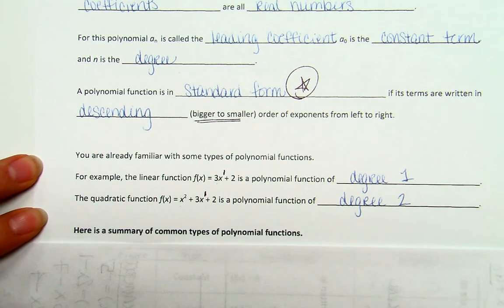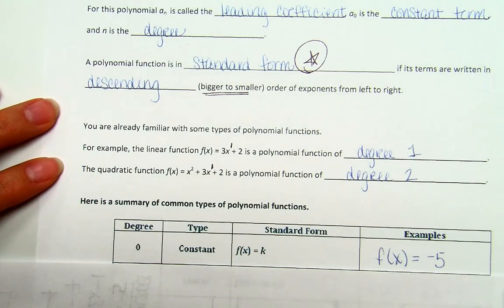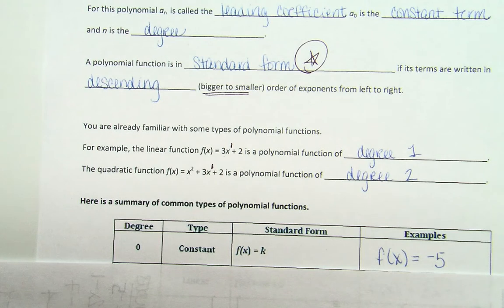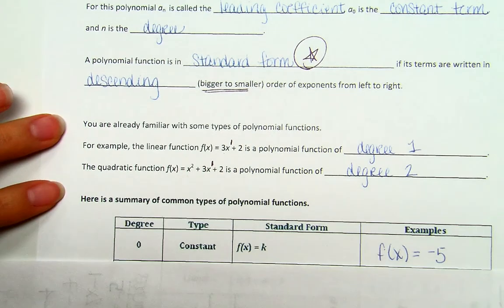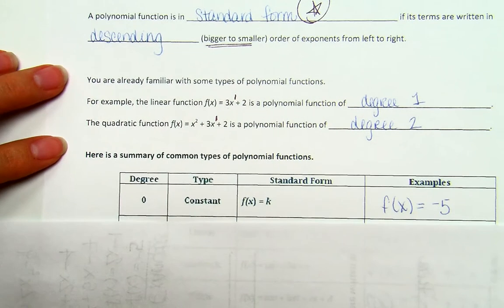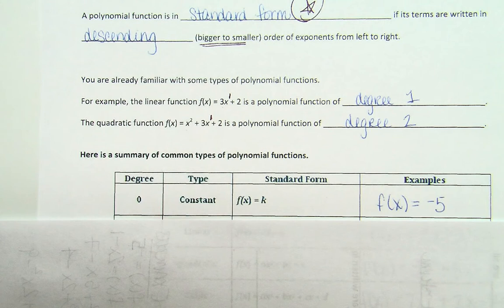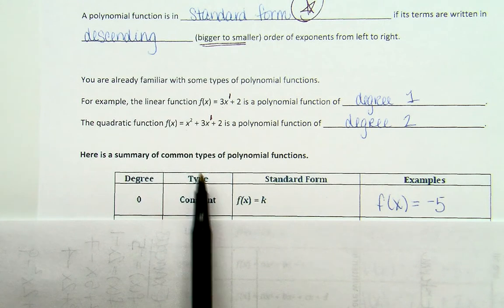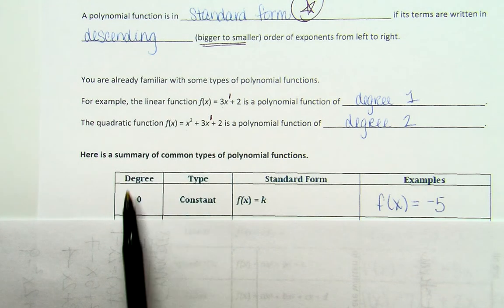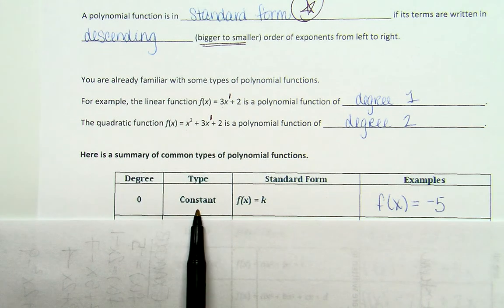There's a chart given to you on this page that deals with the summary of common types of polynomial functions. And we're only going to talk about the top 4 in detail during this unit. So starting off, degree 0 is called a constant. If you have a polynomial function of degree 0, we're going to classify this as a constant. We will call that a constant function.